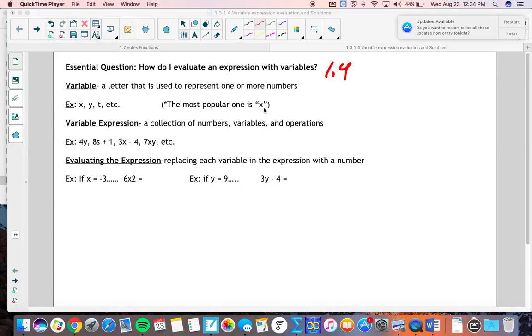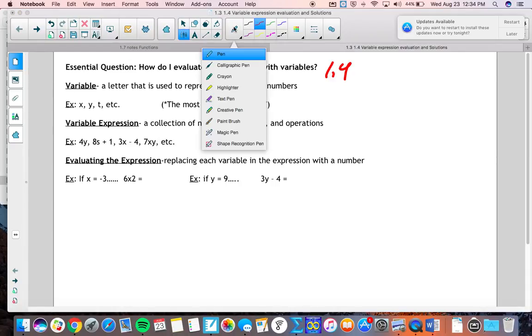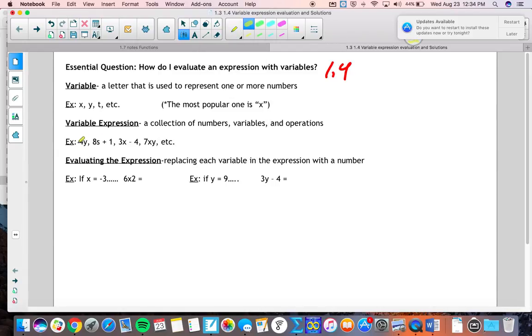A variable expression is a collection of numbers, variables, and operations put together. Like here is one expression right here. Here is another one. Here is another one. Here is another one.